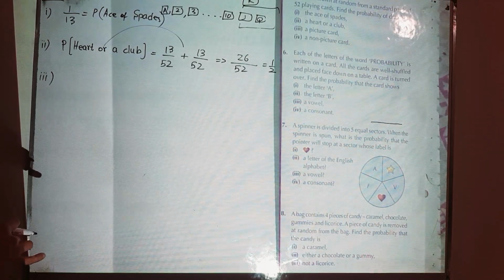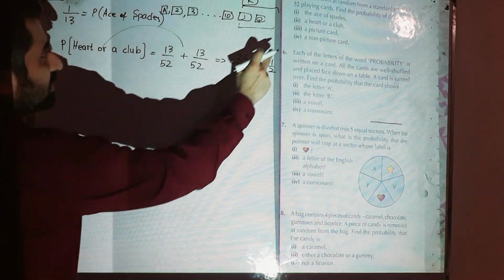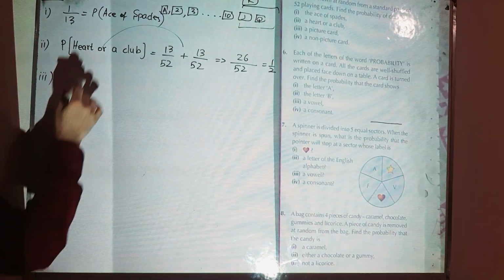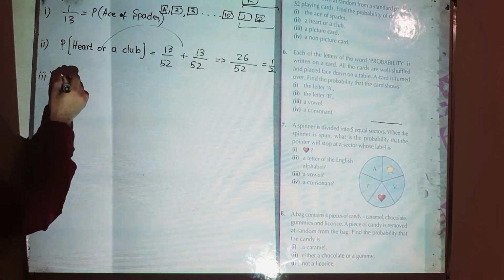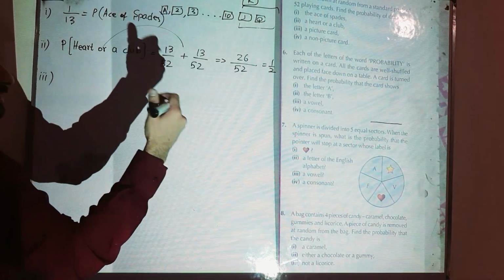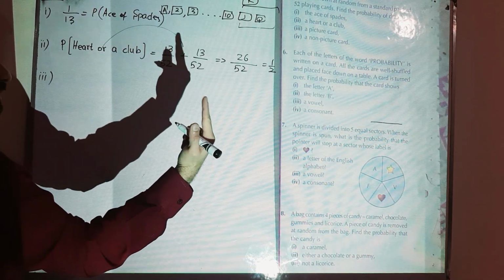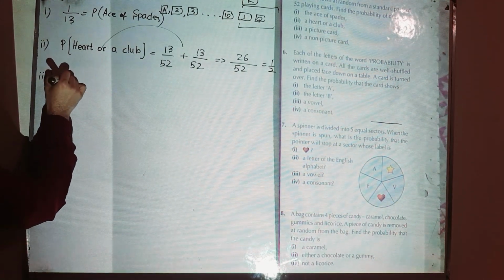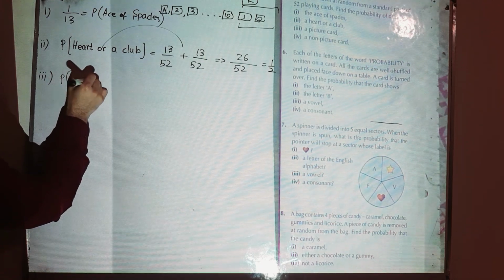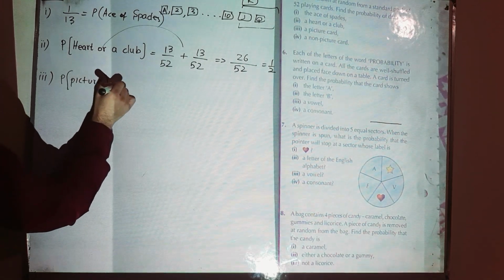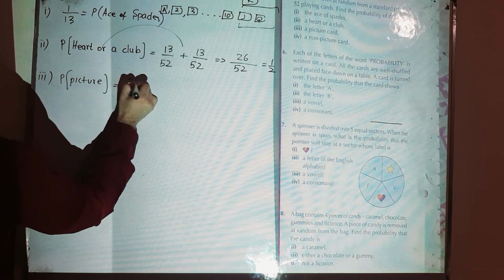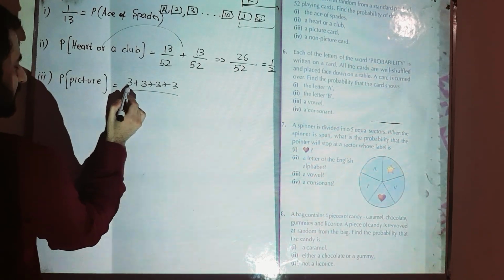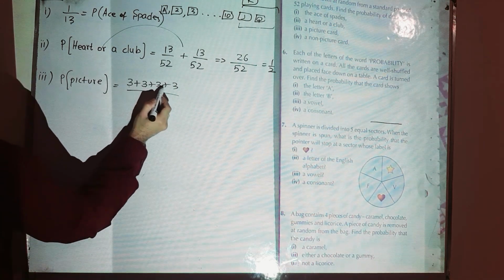Anyways, now part number 3 says a picture card. So we have 3 picture cards from each set of 13 cards. So 13 means 13 cards of spades, then club, then heart. So 3 picture cards from each is the probability of having a picture card. We have 4 types of cards, and 3 picture cards from each one of them, 3 plus 3 plus 3 plus 3.